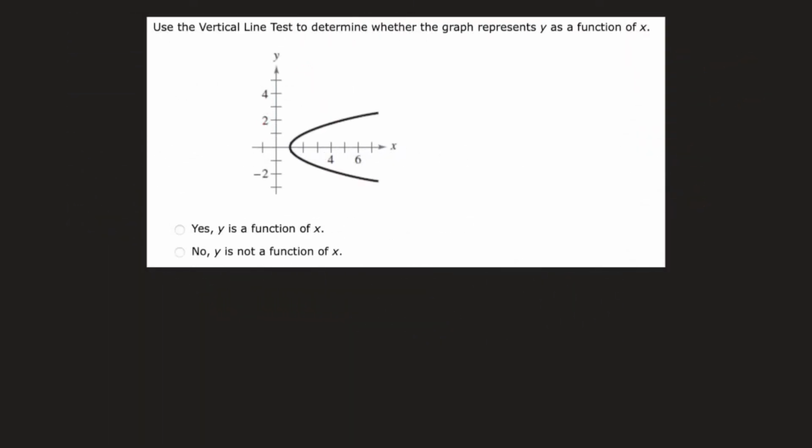In this question, we simply have to use the vertical line test to determine whether this is a function or not. For a vertical line test, all I need is one vertical line that passes the function in more than one place. So as long as I can draw one vertical line, and in this case I can draw many of them, that passes the function in more than one place, this is automatically not a function.